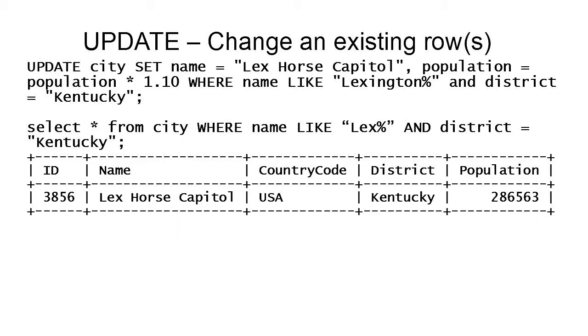And then look at the where clause, where name like Lexington, because I think in the database it was Lexington, Fayette, something, but it started with Lexington, and the district would be Kentucky. So after the update, you can see that I changed the name of Lexington, Kentucky, and also updated the population.